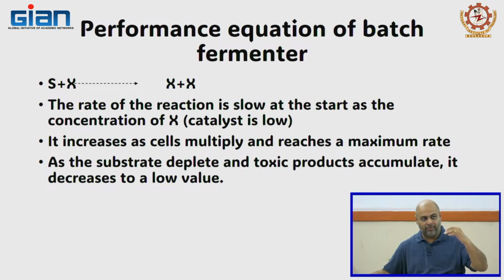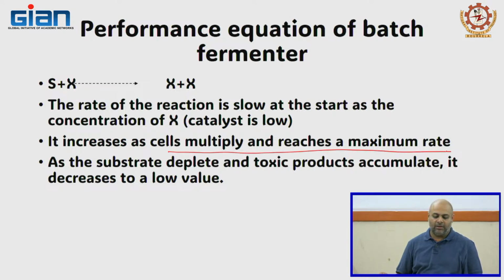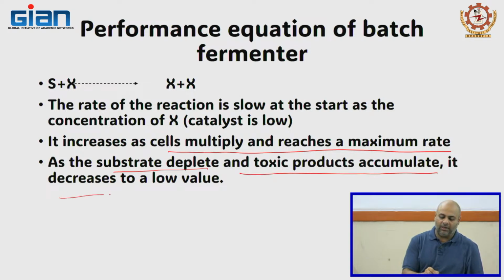So, let us say you have your substrate which is being consumed by the x, you get your x, and that x is also giving you another x. So, x is basically being the catalyst here. So, the rate of reaction is slow at the start of the concentration of x. As the concentration of x increases, the rate of reaction increases. So, it increases as cells multiply and reaches a maximum rate. As the substrate depletes, the toxic products accumulate and it decreases to a low value.